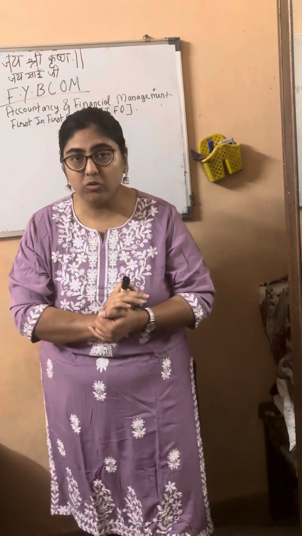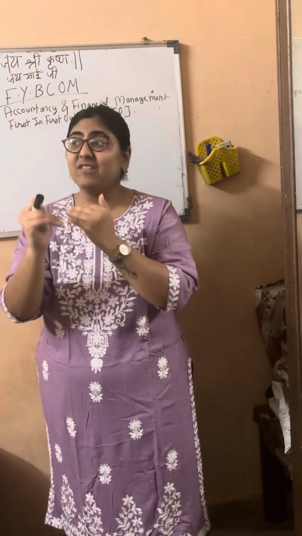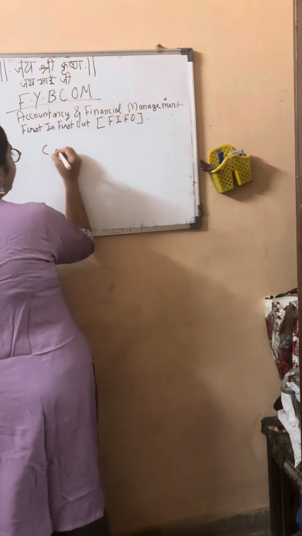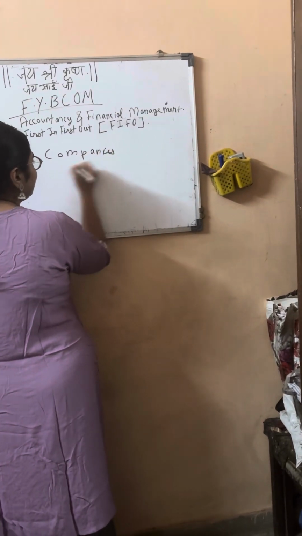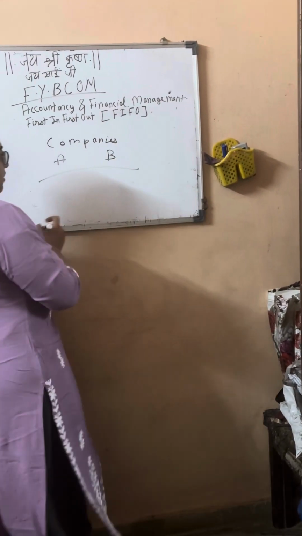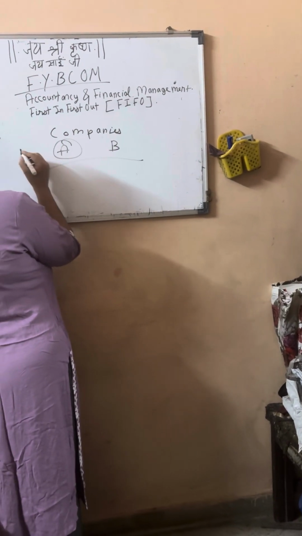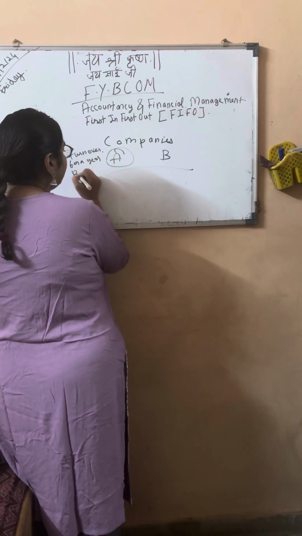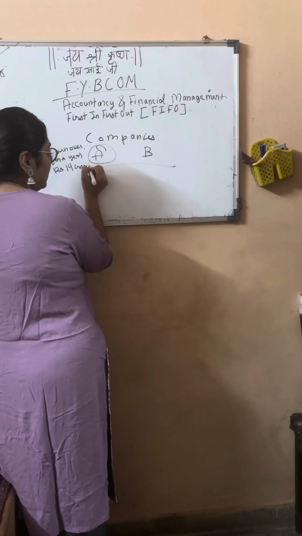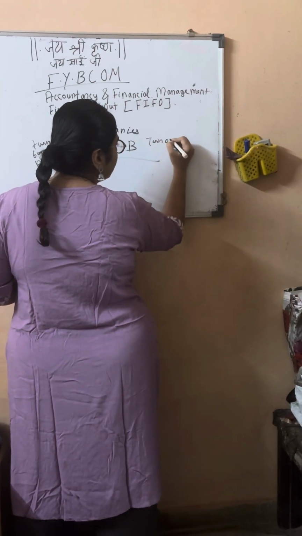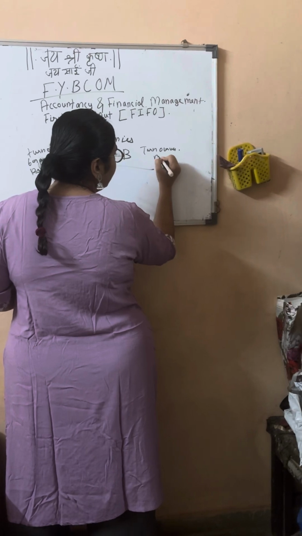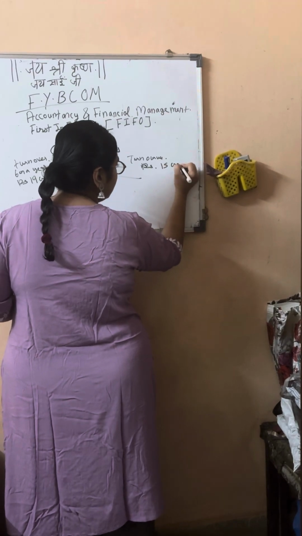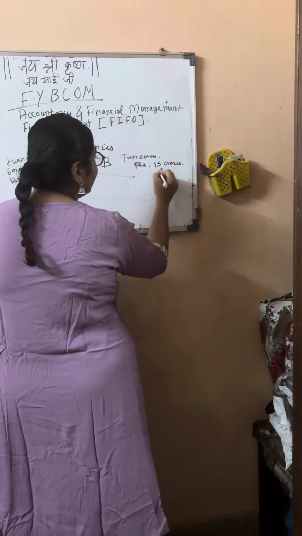If you do accounts, then you financially assess what position the company is in financially. Suppose there are two companies. Let's take there are two companies, one is A and one is B. Now A's turnover for a year is maybe rupees 19 crores and B's turnover over a year is maybe rupees 15 crores.